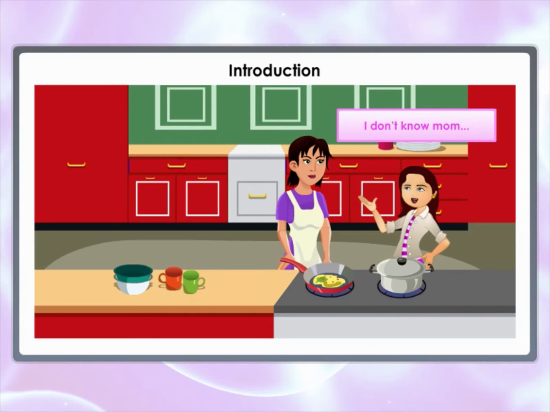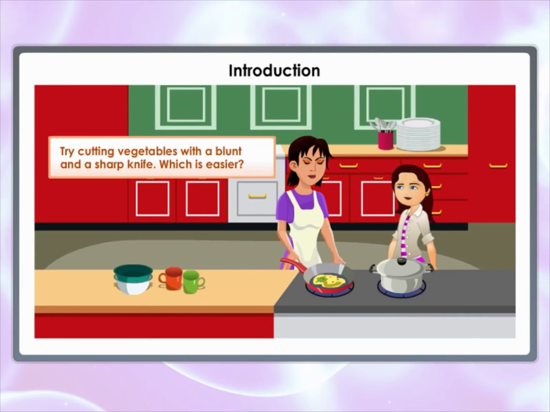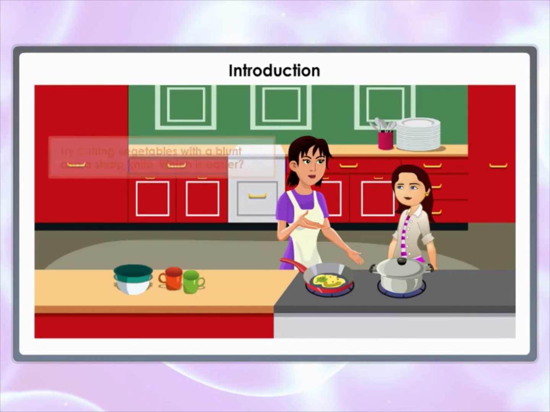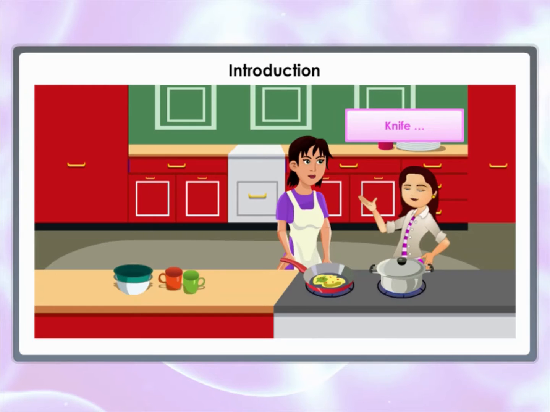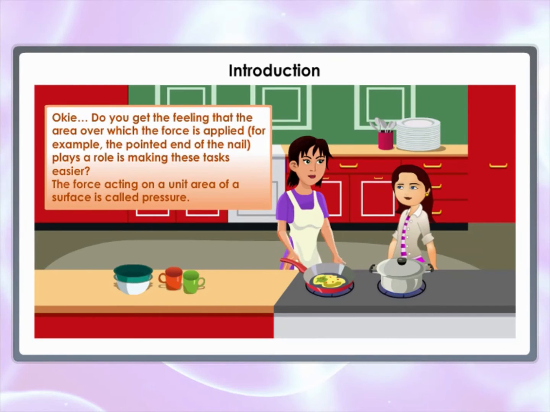I don't know, Mom. Try cutting vegetables with a blunt and a sharp knife. Which is easier? Sharp knife. Okay. Do you get the feeling that the area over which the force is applied plays a role in making these tasks easier? The force acting on a unit area of a surface is called pressure.